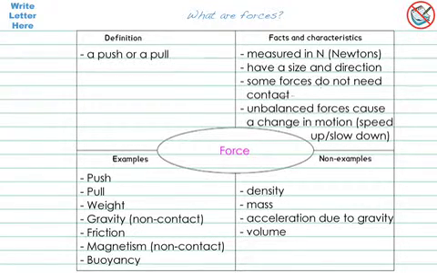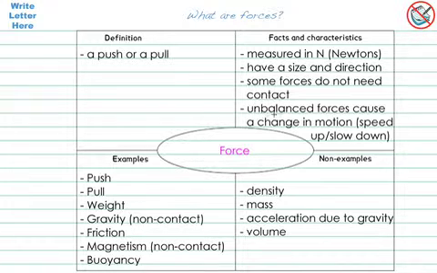And some forces do not need touching or contact. So some forces can act on you without touching you. So gravity, when you're falling, nothing's touching you to pull you. Gravity can act without touching you. And same with magnets. You can make magnets move things without directly touching it. But for friction and like weight and a push or a pull, you do have to touch. So some forces are touch forces and some are non-touch forces.